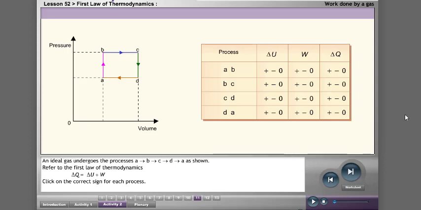An ideal gas undergoes the processes A to B, B to C, C to D, D to A as shown. Refer to the first law of thermodynamics, delta Q equals delta U plus W. Click on the correct sign for each process.